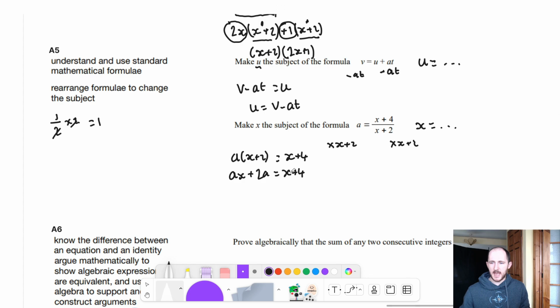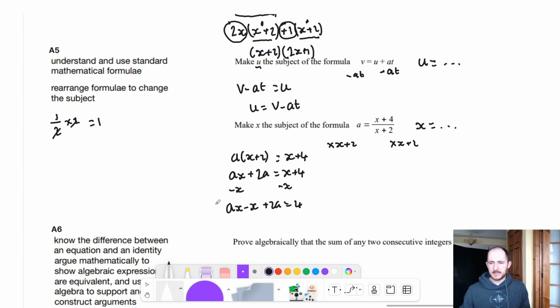I'm going to move this x to the left-hand side, and to move anything, all I do is the opposite. So this x is positive, so I'm going to subtract it. So we have ax minus x plus 2a. Please keep in mind that you can't actually subtract ax and x, not technically speaking. Okay, so I'm not done yet.